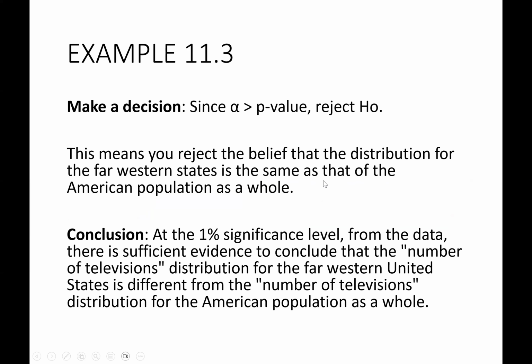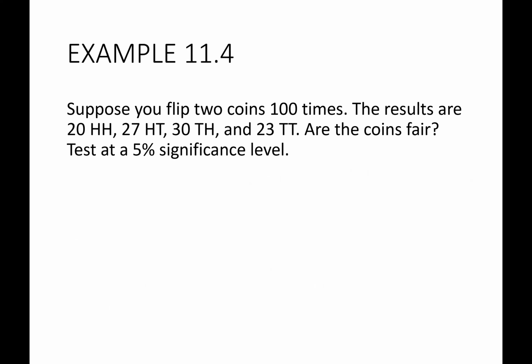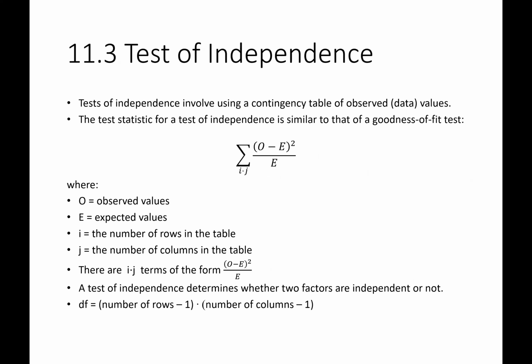We reject the belief that the distribution of the far western United States is the same as the American population as a whole. So at a 1% level of significance from the data, there's sufficient evidence to conclude the number of televisions distribution for the far western United States is different than the rest of the United States. I'm not going to do this example.